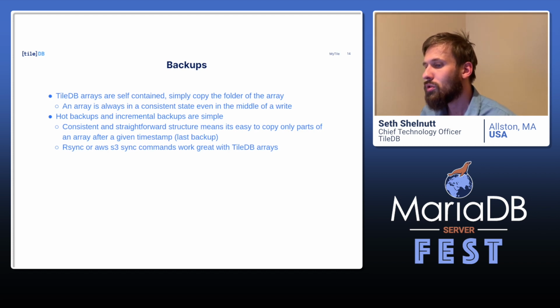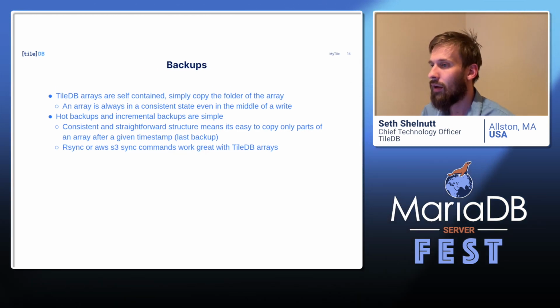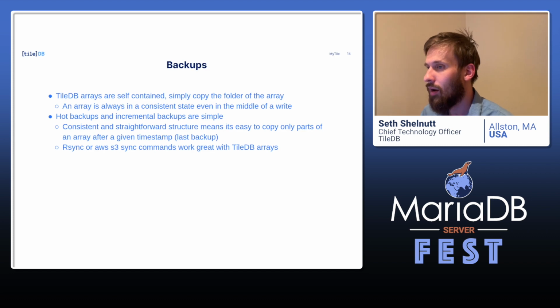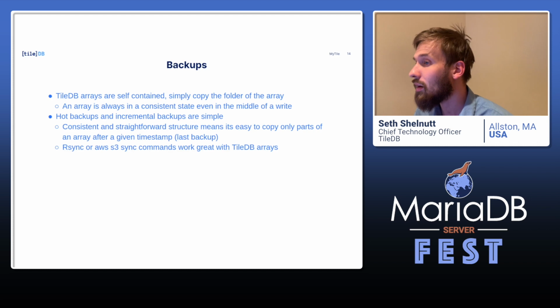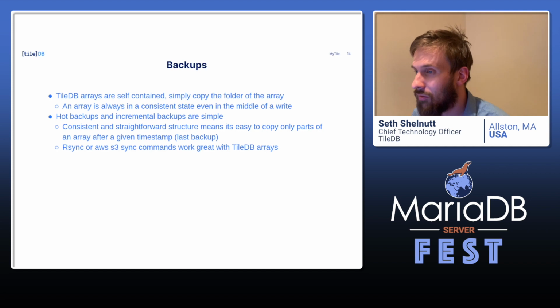I want to take a moment to discuss backups with MyTile. So TileDB arrays are self-contained in the folder where they exist, or the prefix on an object store, and you can simply copy that folder. The array is always in a consistent state, even in the middle of a write. With the MVCC design, we use special OK files to signal when a write has completed and when they show up with the eventual consistency. So at any point, even in the middle of a write, it's safe to copy the entire folder out or copy parts of the folder, and you won't risk any corruption of that backup. Only potentially an incomplete write that might exist. So this opens the door completely to hot backups and incremental backups in a very, very simple manner.